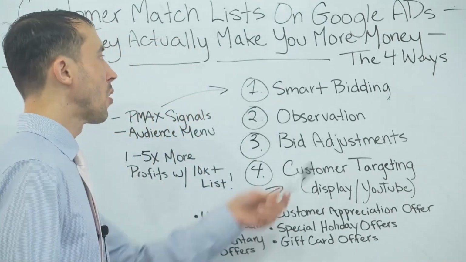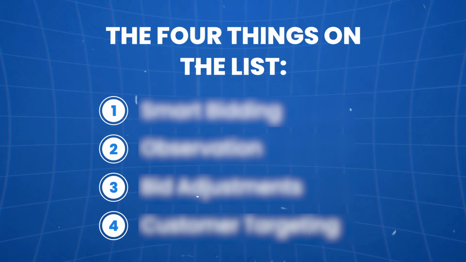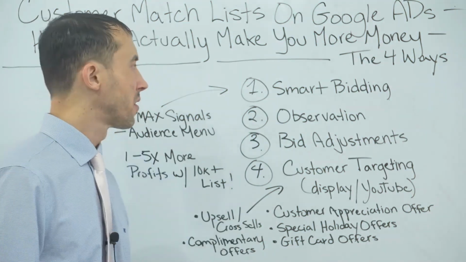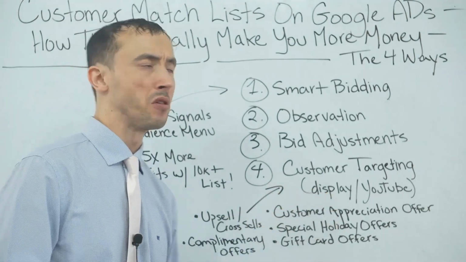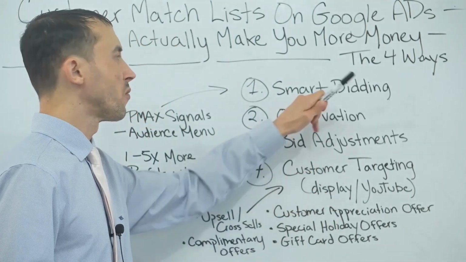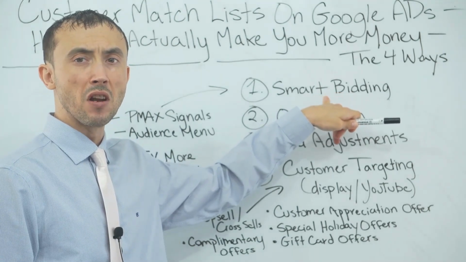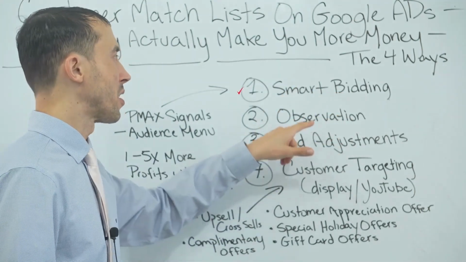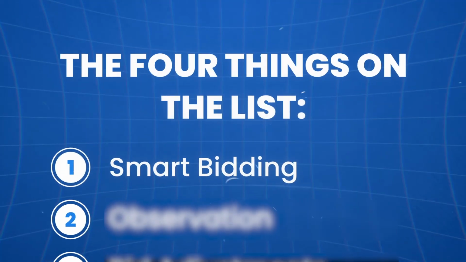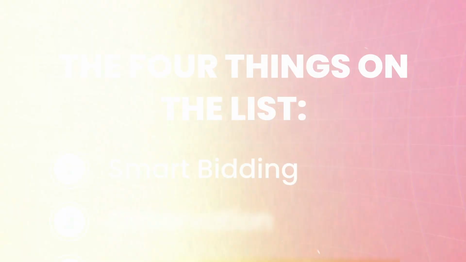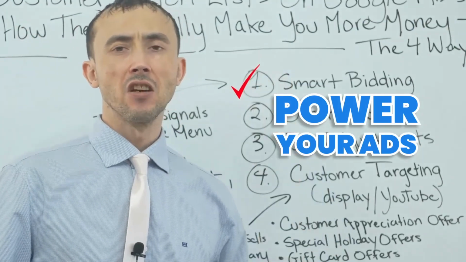Moving forward, with that said, the 4 things on the list are where a customer list is going to help you make considerably more money with your Google Ads over the lifespan of what you're doing on Google Ads. The first reason of uploading a customer list, and you have to have at least 100 names just to be able to do it anyway. If you have 1,000 or more, that's what you're going to be worried about uploading to get an actual, tangible benefit. Smart bidding is the very first reason why you want to upload your customer list to Google, to so-called power your ads.